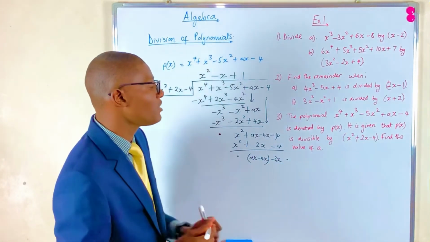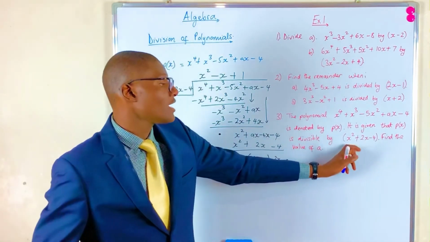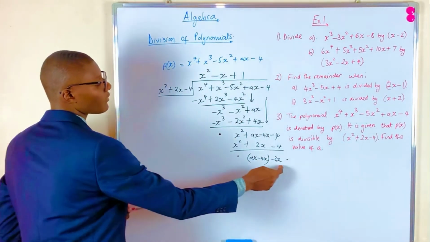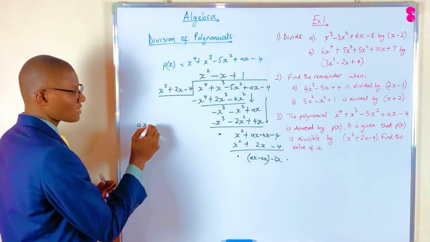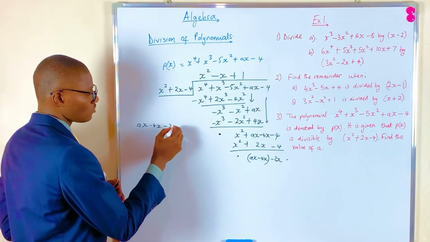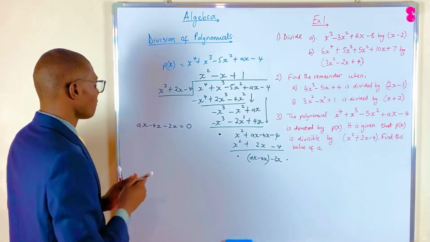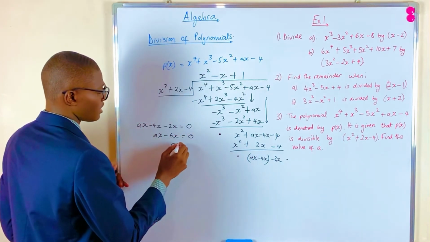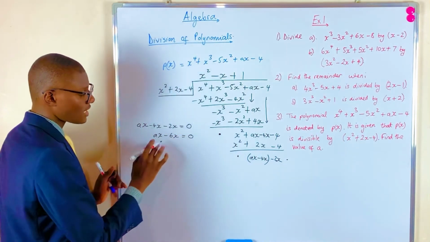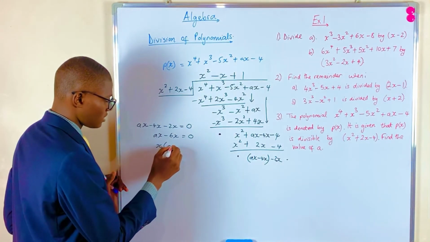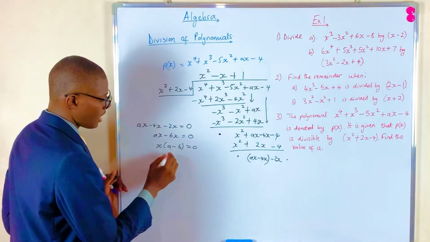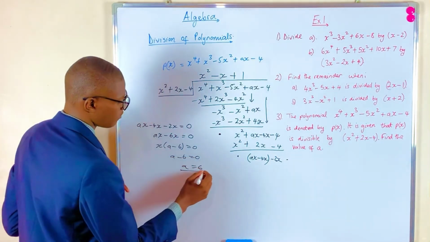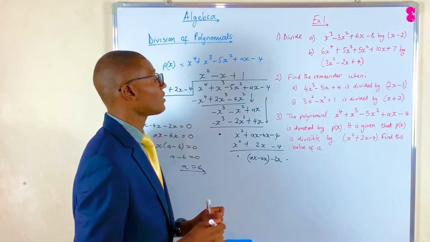But I'm told that p of x is divisible by x squared plus 2x minus 4, which implies that the remainder should be 0. So we shall now equate this to 0. So we're saying ax minus 4x minus 2x should give us 0. And ax minus 6x is equal to 0, such that if we factor out x here, we've got a minus 6 is equal to 0. And dividing both sides by x, a minus 6 will be equal to 0. And a would be equal to 6. So that's the value that we get for a.